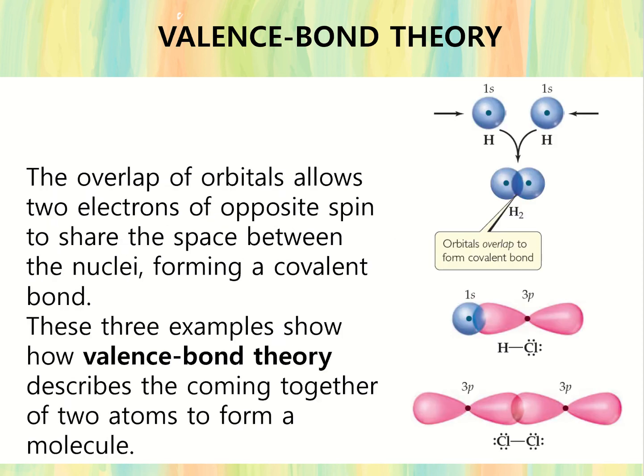So this overlap that we're talking about allows for two electrons of opposite spin to share the space between the nuclei, forming a covalent bond. So these three examples to the right show how valence bond theory describes the coming together of two atoms to form a molecule. All right, so let's talk about this one.